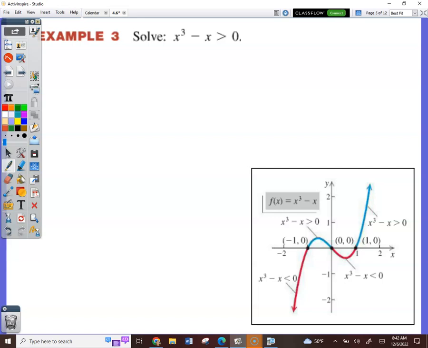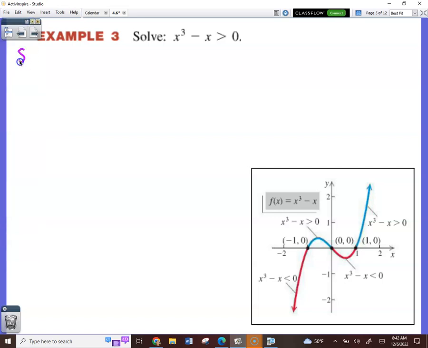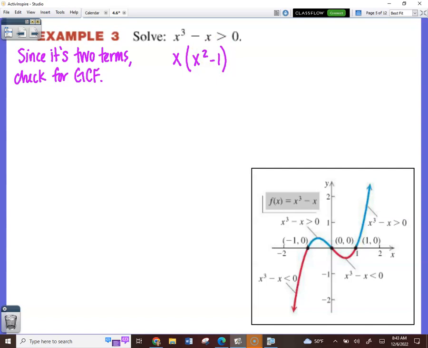When it's 2 terms, check for a GCF, and then just pull the GCF out. So this has a GCF of what? Of x. I'm going to make a note. Since it's 2 terms, check for GCF. Alright, so they have a GCF of x. I'm going to pull an x out. What would be left? X squared minus 1. I'm pretending it's an equal sign.